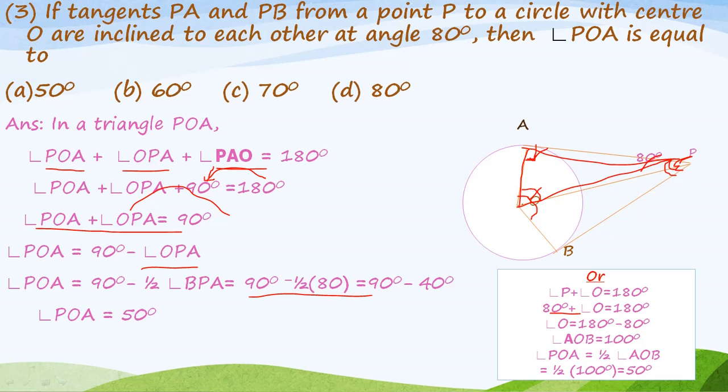Already we know that AOB is also bisected, as learned in the theorem. Therefore, POA is equal to half of AOB. Half of 100 degrees is 50 degrees. Therefore, POA is equal to 50 degrees. It can be solved in two methods. Therefore, option A is the correct answer for this question. Okay, we go to the next question.